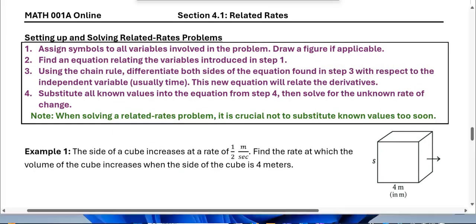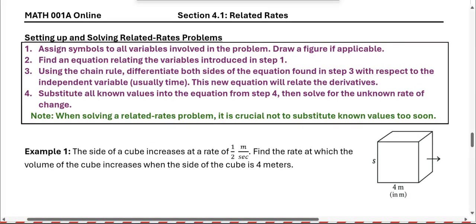Okay, moving on to this next page, we're going to look at setting up and solving related rate problems. And here are some steps, but again, I think it's better than memorizing the steps to just understand the process. Number 1 is to assign the symbols to all variables involved in the problem and draw a figure if it's applicable. Draw a picture. 2 is write the equation that relates everything in step 1.